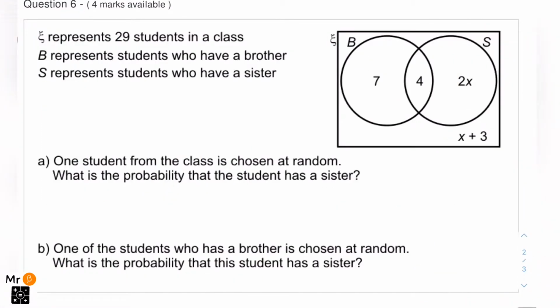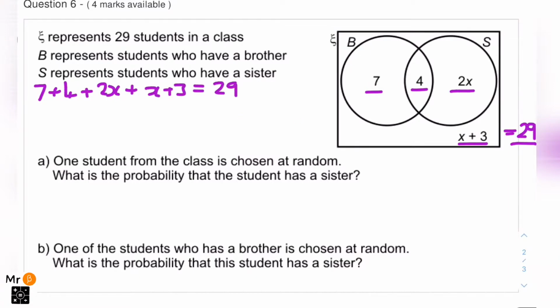Our final question, it tells us that in our set we have 29 students in total. This time it's given you some algebra. However, we know if we add up each part of our Venn diagram, it has to equal 29. So 7 plus 4 plus 2x plus x plus 3 has to equal 29. We've got an equation with one unknown that we can now solve.